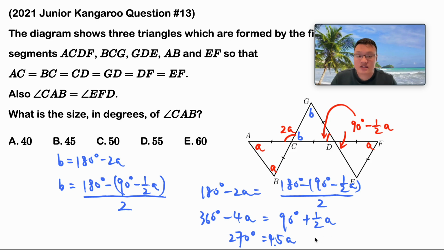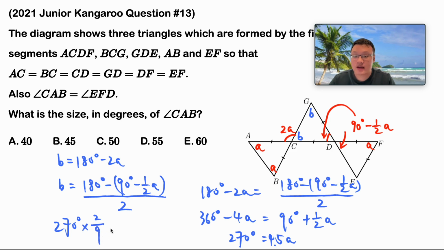So to get A, guys, you just do one step of division. 270 divided by this 4.5, or you could do 270 divided by 9/2, so that will be 270 times 2/9, which is, let's see, 30 times 2, 60 degrees, right? So the answer will be E, 60.